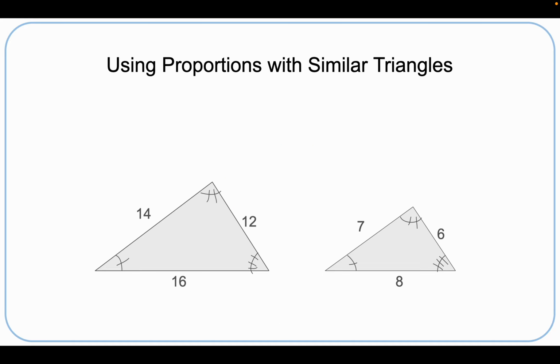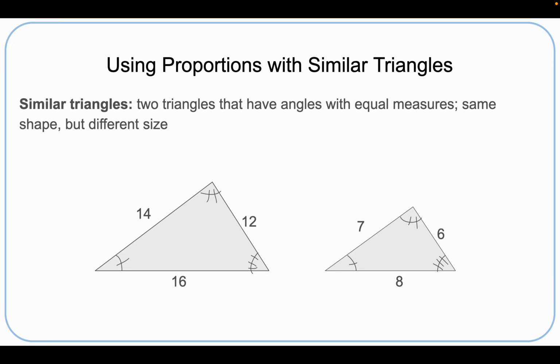Okay, now using proportions with similar triangles. So similar triangles are two triangles that have angles with equal measures. Basically, they are the same shape, but they're just a different size. So we can show that we have equal measures on our angles by using these tick marks.